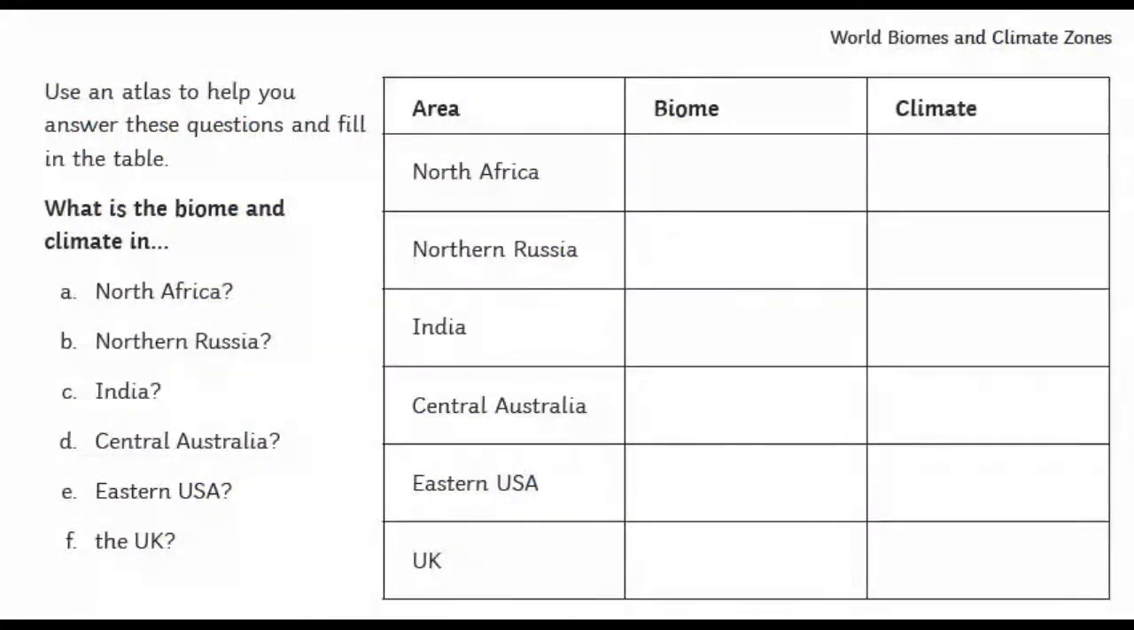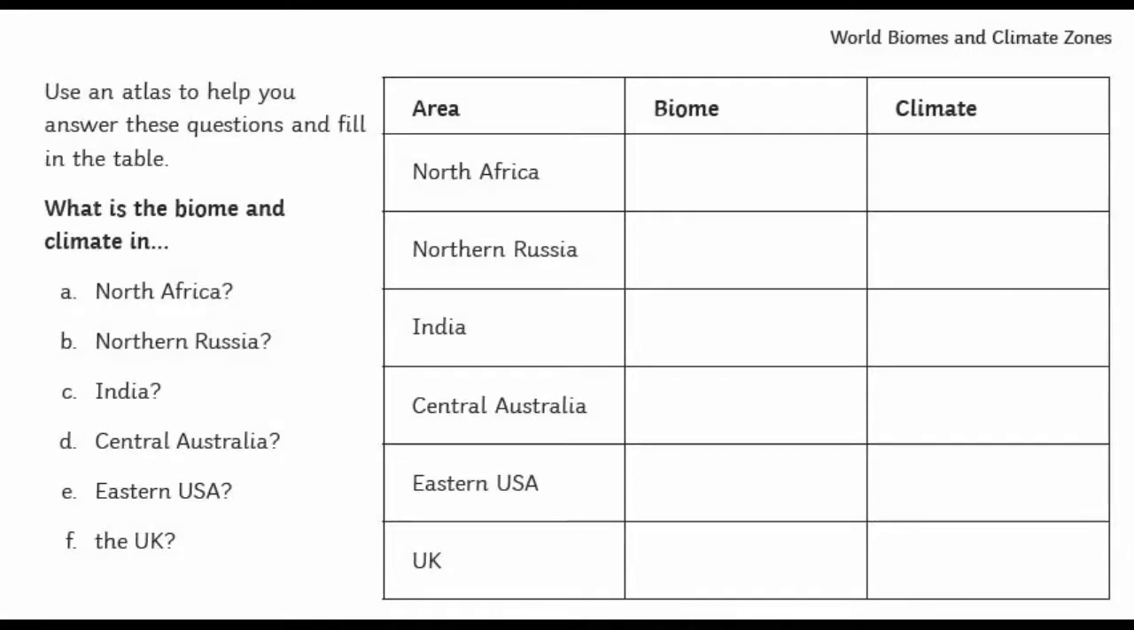Now with the coloured pencil, let's mark your answers. So we'll go through both the biome and the climate. So North Africa, it is desert and the climate is arid. Arid means really dry and hot. Northern Russia is tundra and the climate is polar, so really cold.